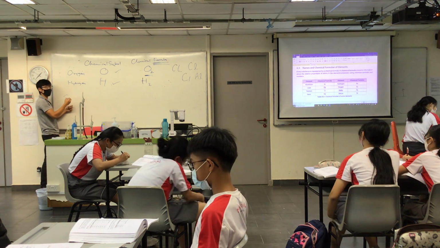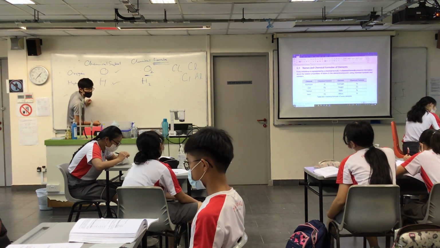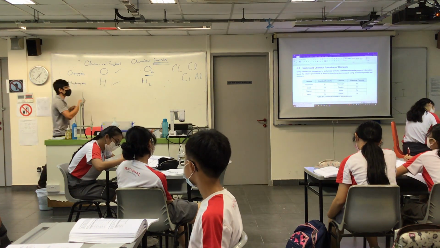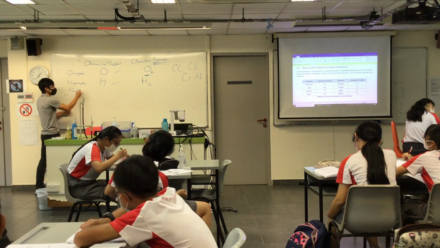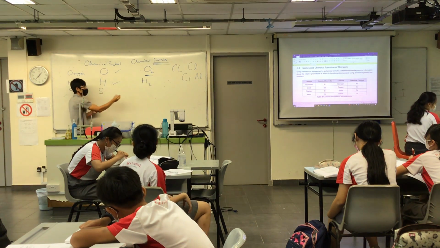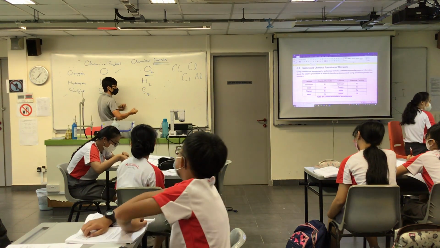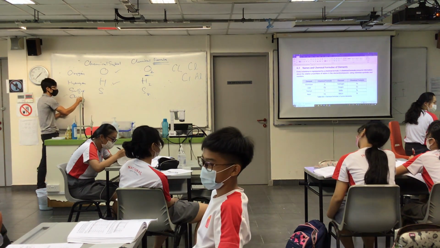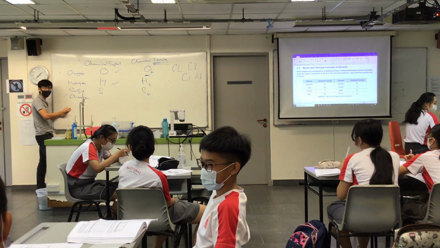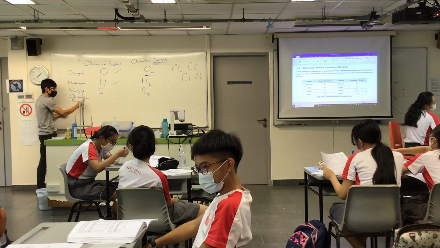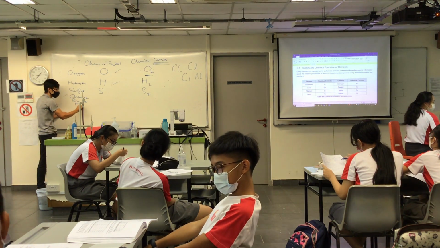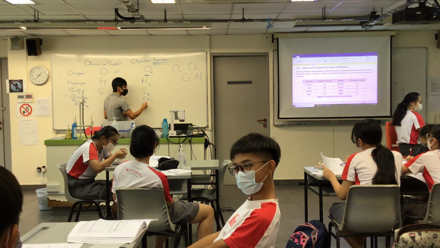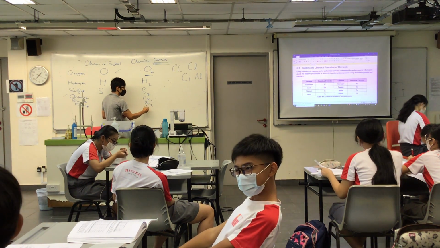Okay? Another element, I'll give you an example. In your textbook, they put sulfur. Sulfur actually doesn't exist as just one S. It actually exists as 8 S's together. Okay, same for chlorine. Now I'm going to give you other examples. Chlorine, bromine, fluorine. Actually, their chemical formula is Cl2, Br2, F2.